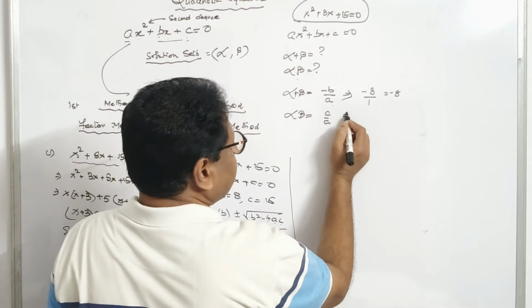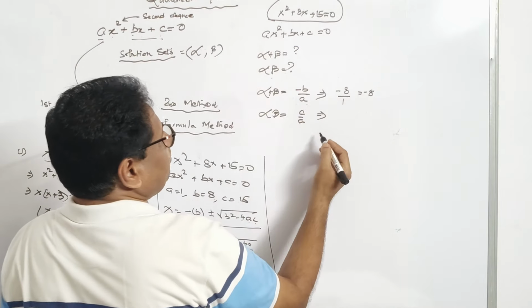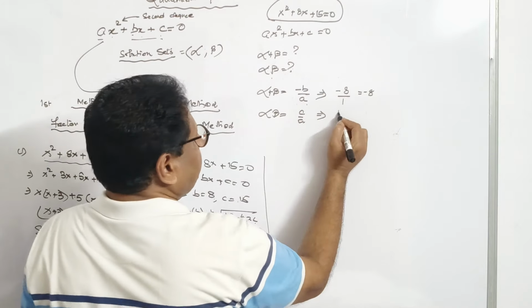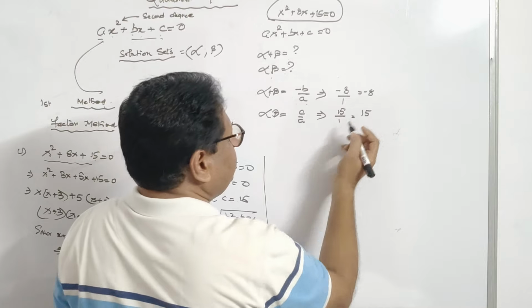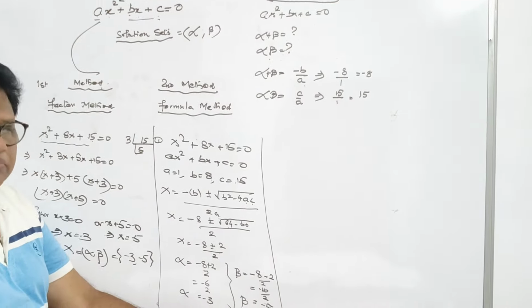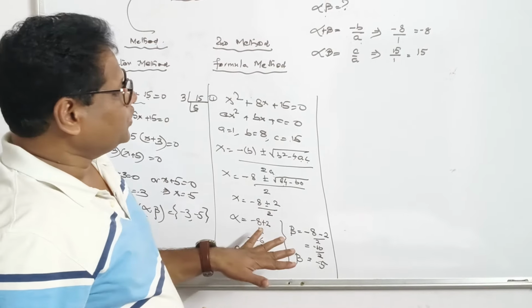Now come to the product of the roots. We have the constant term divided by the coefficient of x square, that is c by a. Now in this equation, what is the constant term? 15 divided by 1, that comes to 15. Yes, it is correct, because if you find the product of alpha and beta, minus 3 into minus 5, it comes plus 15. I hope this is clear to all of you.